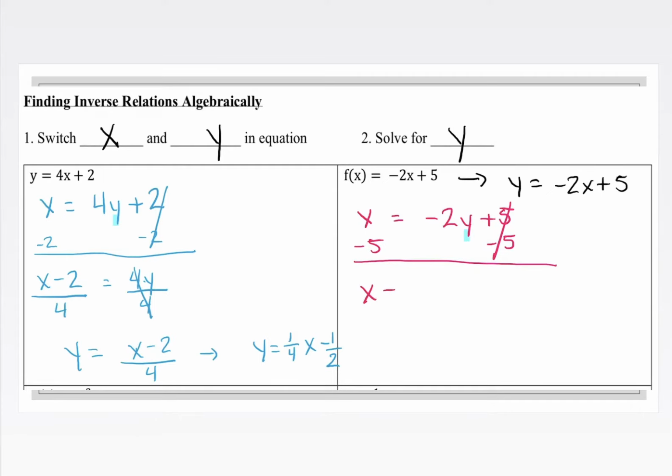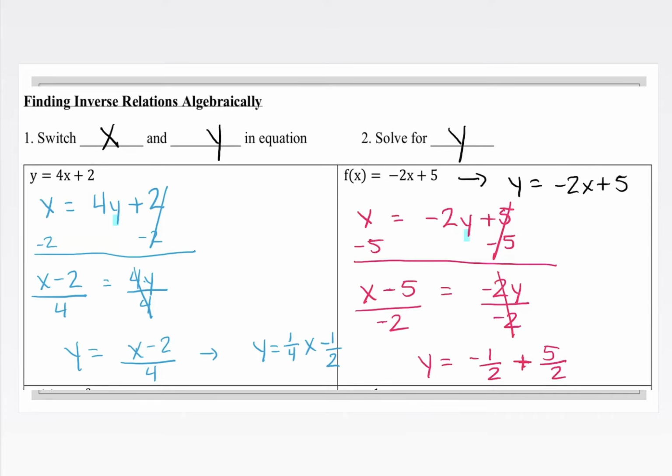And we have x minus 5 equals negative 2 times y. Divide both sides by negative 2. Remember, keep that sign with that coefficient. And this will simplify to y equals x minus 5 divided by negative 2, or it would commonly be rewritten as y equals negative 1/2 x plus 5/2. And that's because we have a negative divided by a negative, so that's where we get this positive.